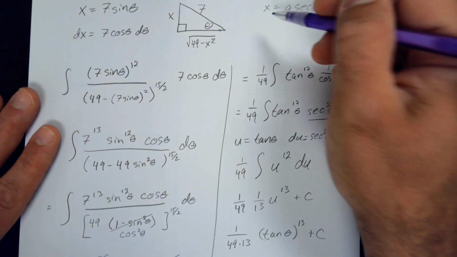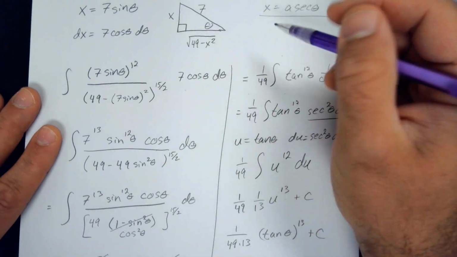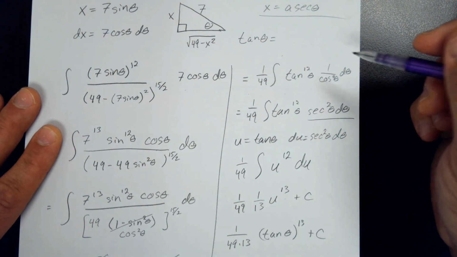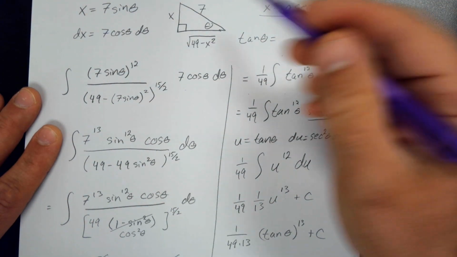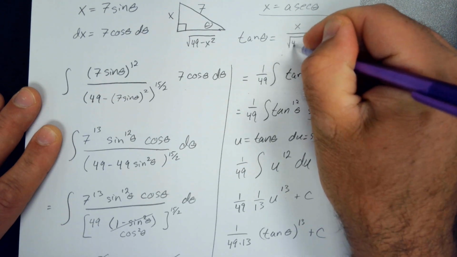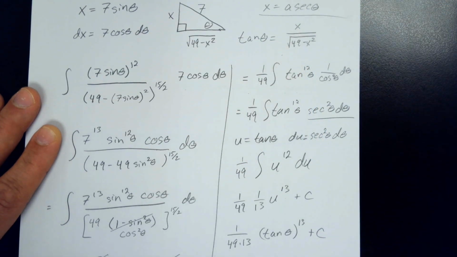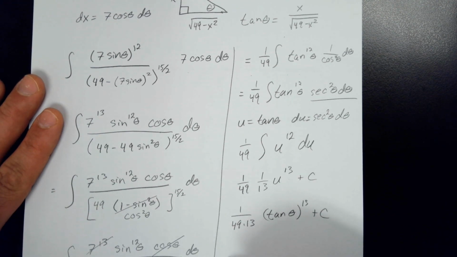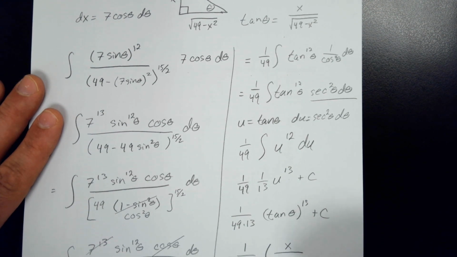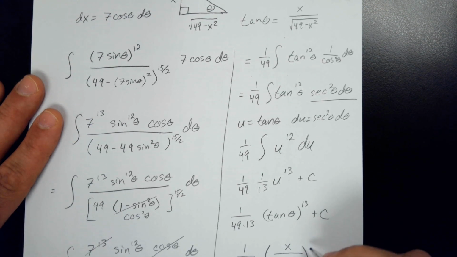Okay, so let's figure out, if this is my triangle, tangent theta should then be, well, opposite over adjacent. X over the square root of 49 minus x squared. So that's exactly what I'm going to put in right here. So my answer is 1 over 49 times 13, x over the square root of 49 minus x squared to the 13th power.